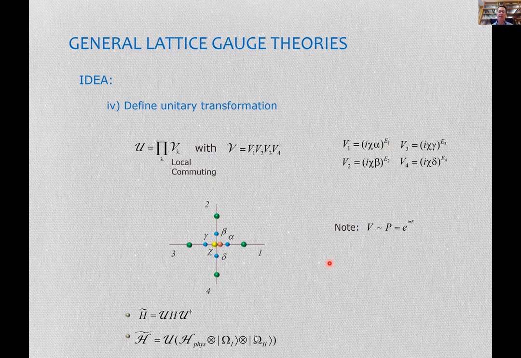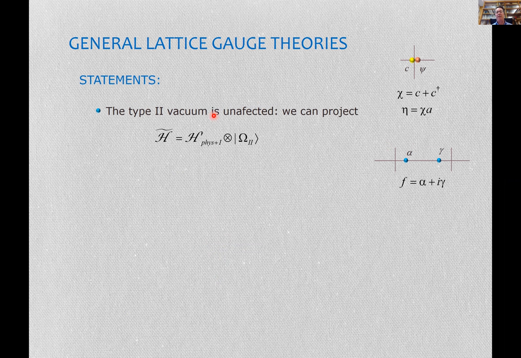Now we conjugate the Hamiltonian and our Hilbert space with this operator U, standard quantum mechanics when you do a unitary transformation to change basis. I'm not going to do it here, but what comes out, first of all, is that the type 2 vacuum is unaffected. In other words, you take the F operator that was built here, you apply it to any state on the transformed Hilbert space, and it's annihilated.